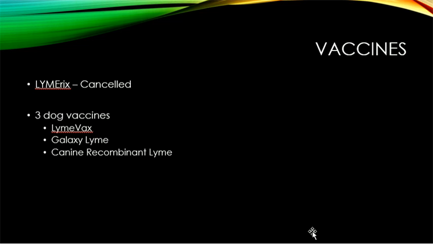If you were vaccinated with this before the vaccine was taken off the market in 2002, this vaccine didn't last very long, so it's likely that you're still not protected. There are 3 vaccines that dogs can be given against Lyme disease so that they don't carry it. These are described in the PowerPoint here: Lymevax, Galaxy Lyme, and Canine Recombinant Lyme.